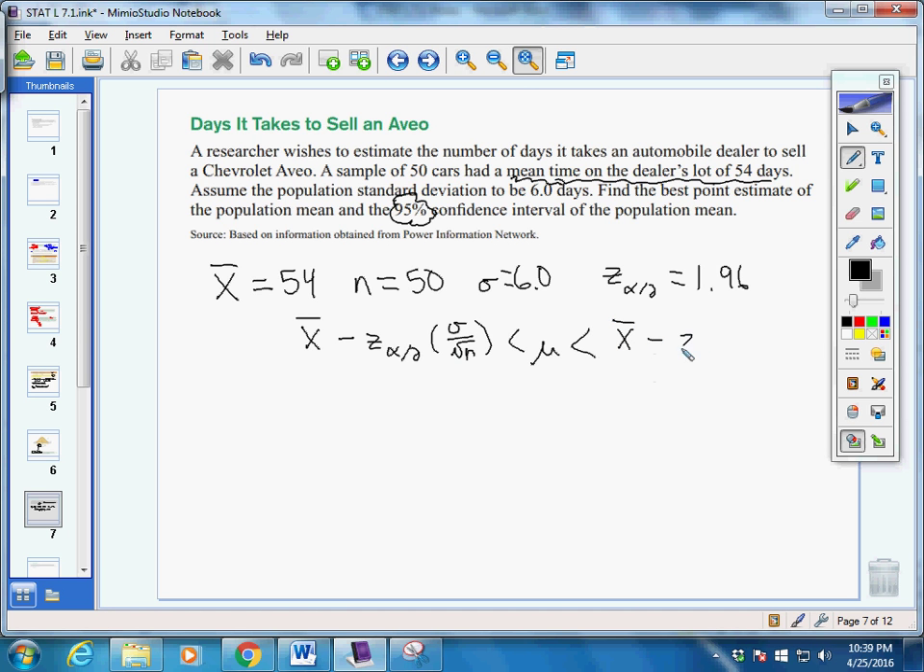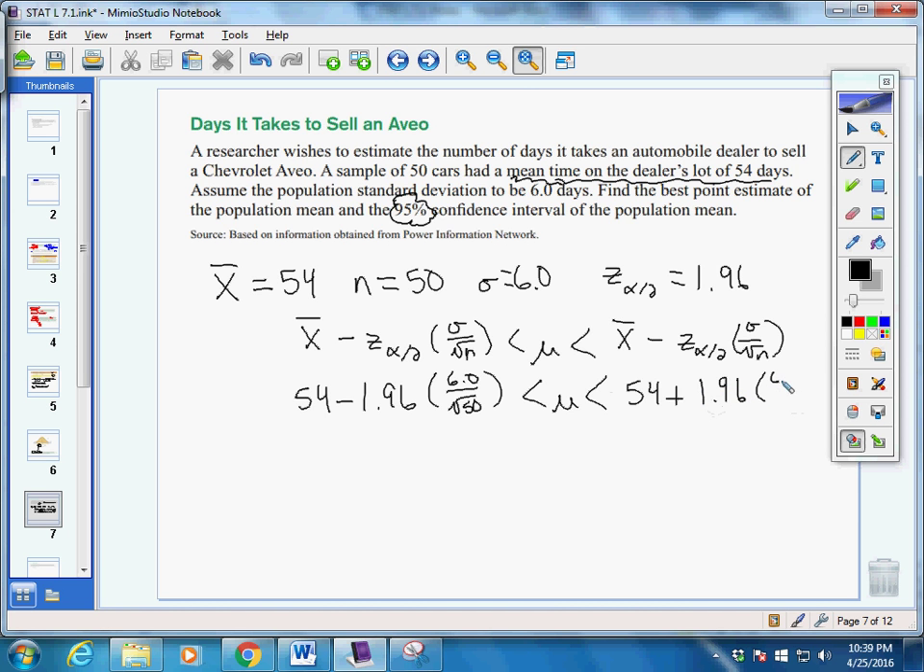Okay, so a lot of crazy symbols, but once you can identify things, it's just plugging numbers in and solving. So our mean is 54 minus our z sub alpha over 2, which we said was 1.96, times our standard deviation divided by the square root of our sample. And then we do it all over again, but this time we're going to put a plus sign in. And what we end up getting is 54 minus 1.7. Our population mean is going to fall between that and 54 plus 1.7. That works out to be 52.3 and 55.7.